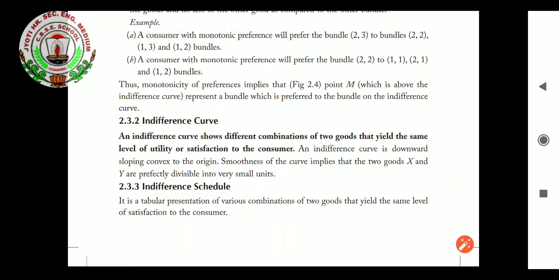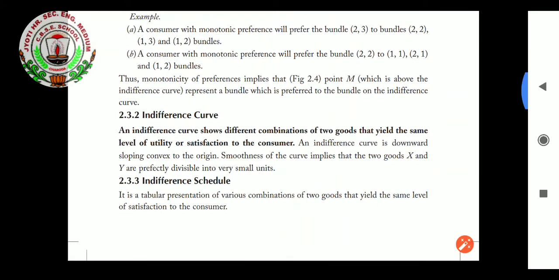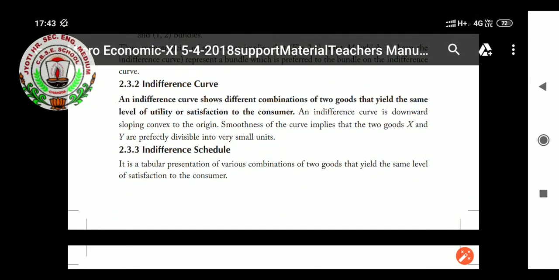As in the last class, we learned about marginal utility, the law of diminishing marginal utility, its exceptions, its features, and the consumption of goods at two levels of goods and one level of goods. Today, we are going to learn about the indifference curve.